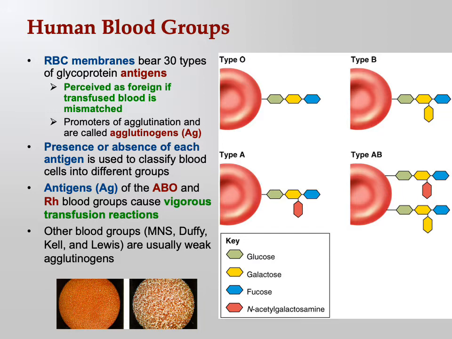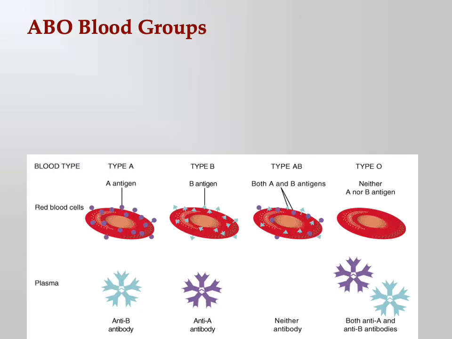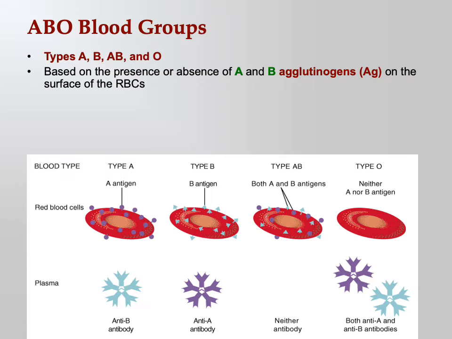Type O, because there's nothing there. That type O is really zero. There's no antigen. Type A blood has the A antigen. Type B blood has the B antigen. Type AB blood has both A and B antigens. So this is what you have to be careful of when you transfuse blood. Now, types A, B, and O, that's the presence of the agglutinogens or the antigens. Really, either term is okay.